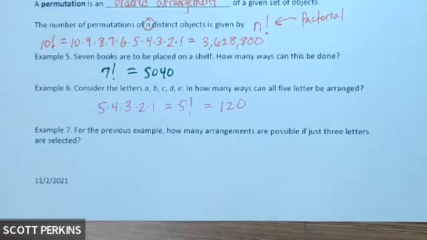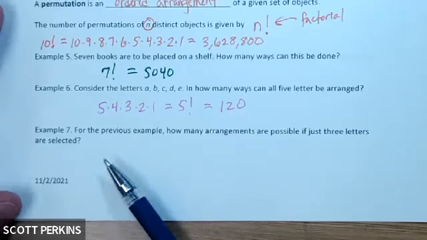Given that, that's a permutation. A permutation is an ordered arrangement of objects, and what we've been doing is using all of them. We had 6 pictures of family members, we used all of them. We had 7 books, we used all of them. We had 5 letters, we used all of them. So now we're going to take it to the next level and ask, what happens if I don't want to use all of them? What if I want the ordered arrangement and I just use some subset of them?